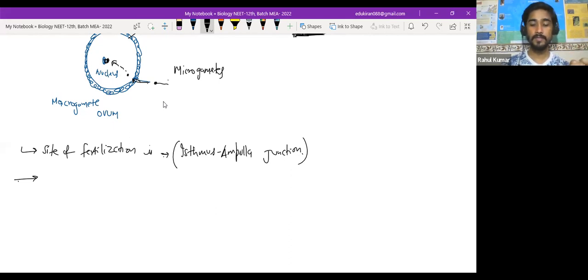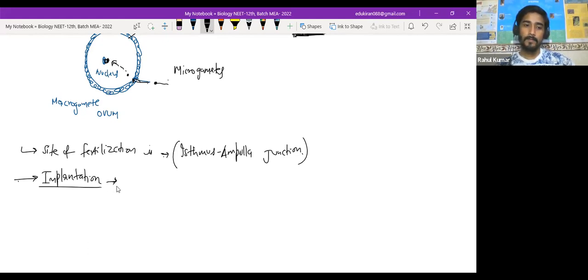When it reaches the uterus, then what happens? Implantation. So write down this word, implantation. Implantation is the process of embedding of the developing embryo in the walls of the uterus, in the endometrium, the inner wall. Is it clear? Yes, sir.